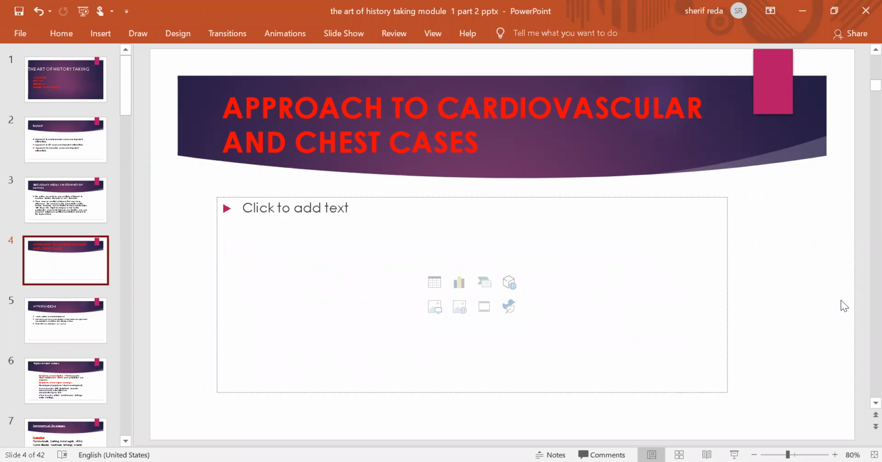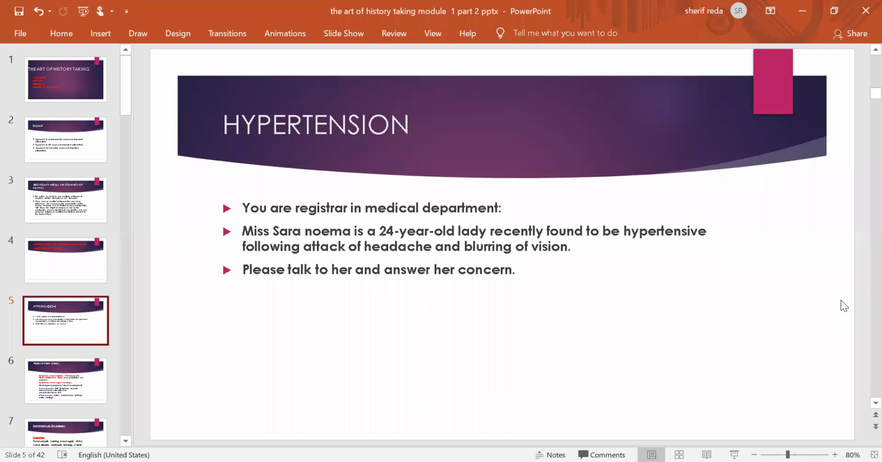We will start to discuss cases from the cardiovascular and chest systems, and we will see how to approach them. I prefer always to start with simple cases that we face in our everyday practice. So I will start with a case of hypertension.